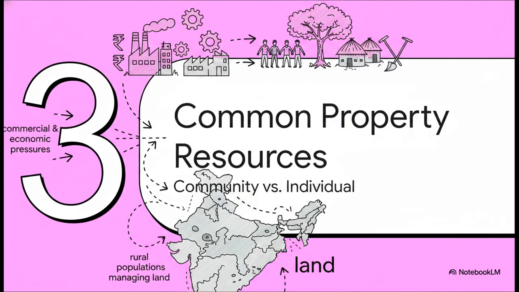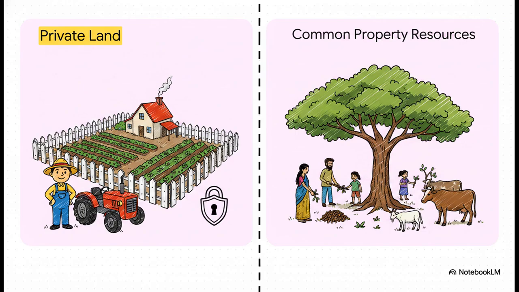Moving on to Section 3. Common property resources. Community versus individual. So while commercial and economic pressures are battling for land on a macro scale, how does land ownership actually work on the ground, at a community level? Look at the stark divide between the concept of private land and shared resources.